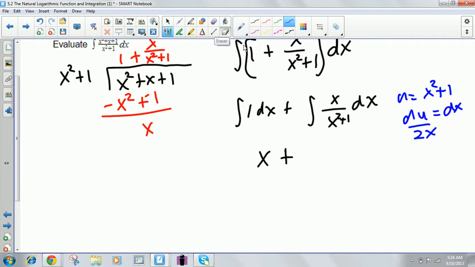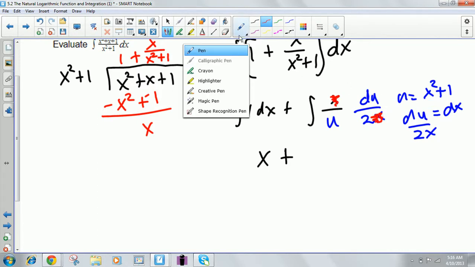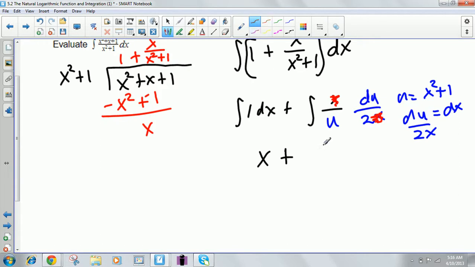So dx, we're literally going to replace this dx with du over 2x. And then also we're going to replace the x squared plus 1 with the u. And you can see that those x's cancel. And you're left with just the integral of, so it'd be 1/2, because this 2 can go out front. So it would be 1/2 the integral of 1 over u du.